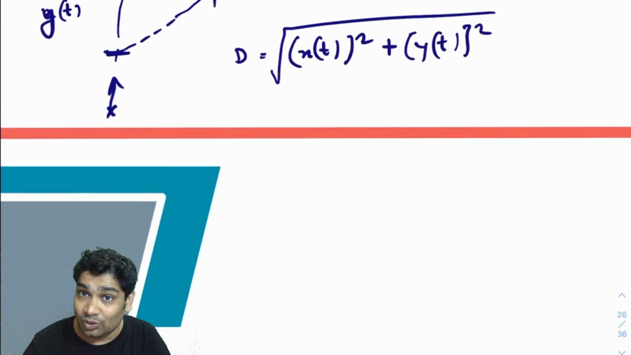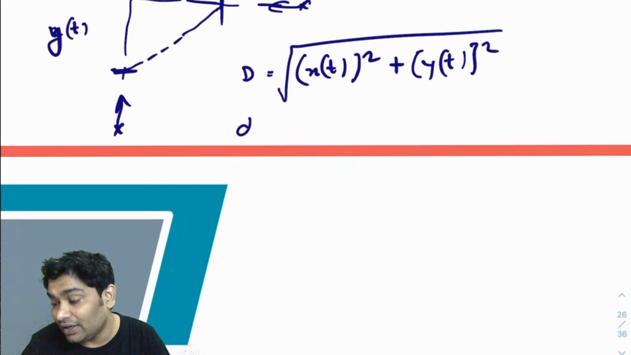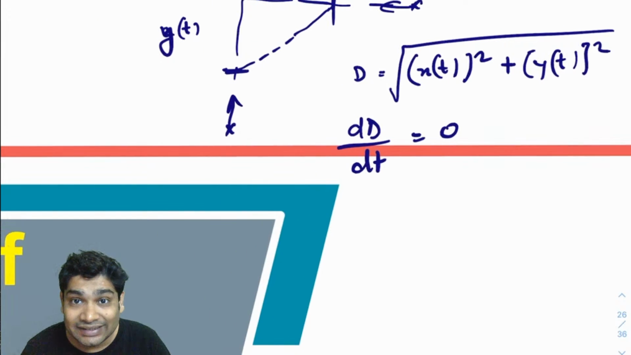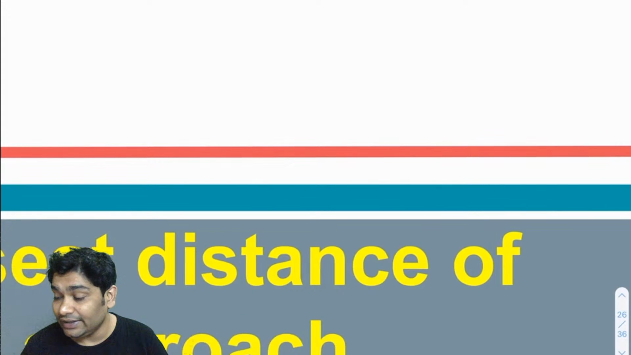Now all I need to do is find the extremum, so I put d of d over dt equals zero. Again, a lot of maths involved. This is one method of solving this. However, the other method is a slightly easier method.